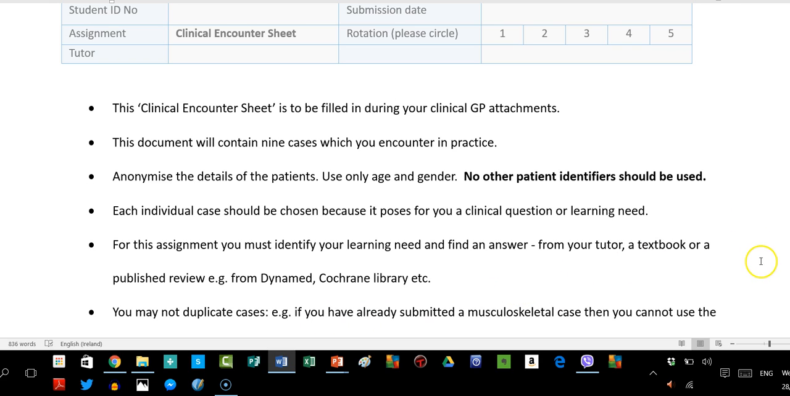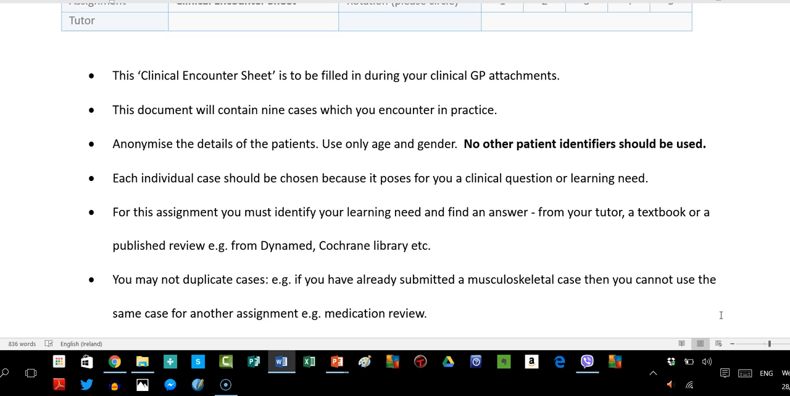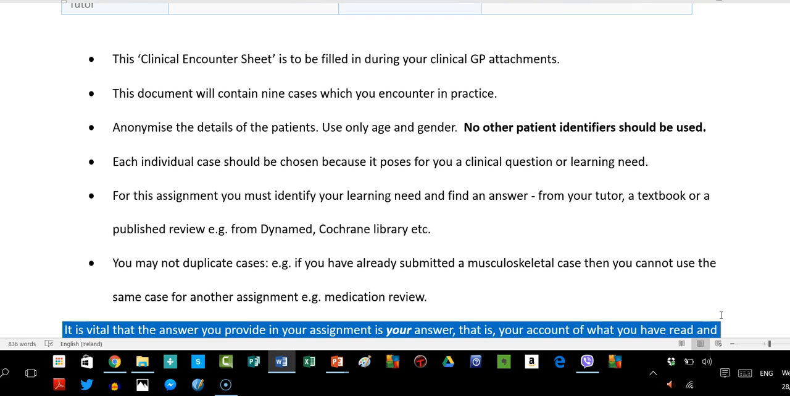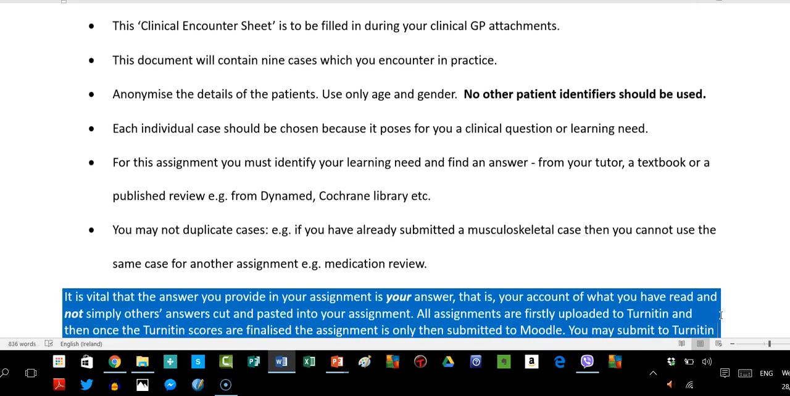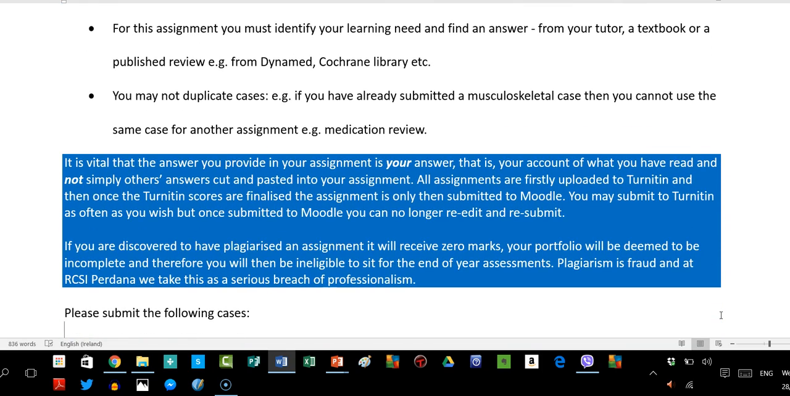You cannot duplicate cases. That means that a case you've submitted already, you cannot then submit for another assignment. For example, a musculoskeletal case cannot be subsequently submitted as a medication review. It's vital that the answers that you provide in your assignment are your answers. That is, this is your account of what you have read and not others' answers cut and pasted into your assignment.